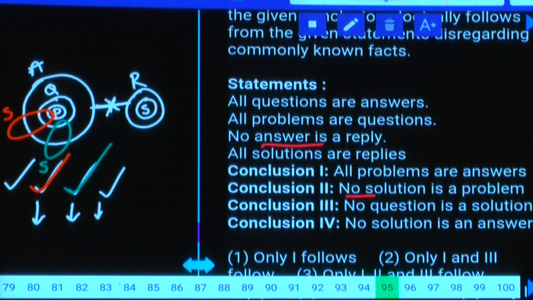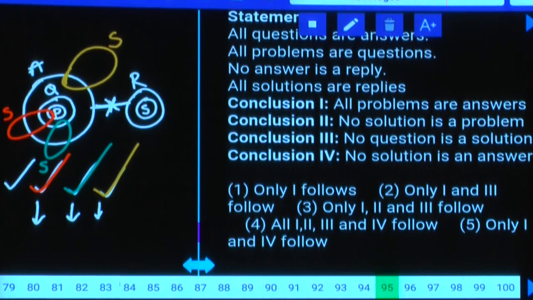Then coming to the next one, no solution is an answer. In order to make this one false, we have to prove some of the solutions are answers. Answer and solution must be like this. If you draw solution like this, then all solutions are replies, so reply will also come along with this one. If reply comes here, no answer is a reply will be false, isn't it? Hence all the 3 conclusions will be true, so all 4 follow. All follow, choice 4. And this is about question numbers 91 to 95.